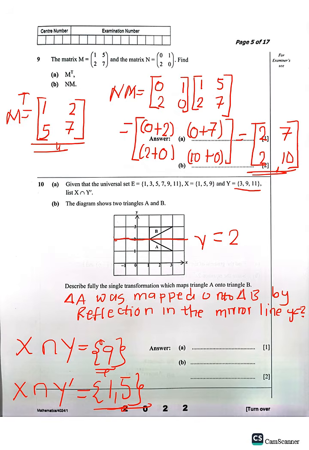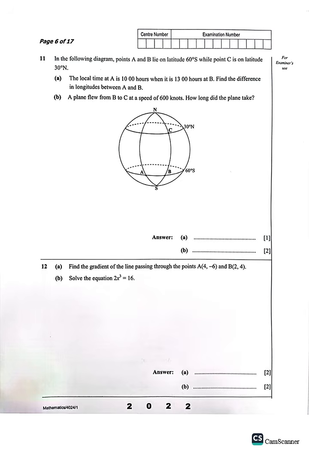Okay, now let's move on to question 11. In the following diagram, points A and B lie on latitude 60 degrees, while point C is on latitude 30 degrees north. The local time at A is 10 hours. When it is 13 hours at B, find the difference in the longitudes between A and B.